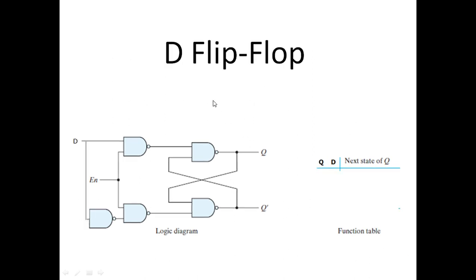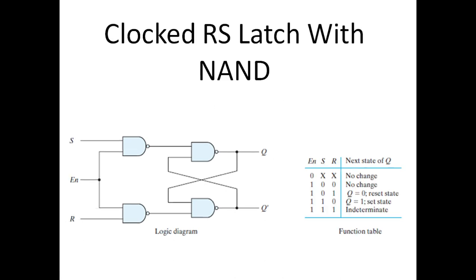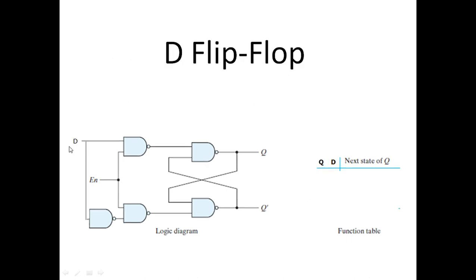D flip-flop. The clocked RS flip-flop and D flip-flop are quite similar. This input is inverted and given here. There is a single input, which was S in the clocked RS flip-flop with NAND gates, and now we call this input D. This D is provided directly to this NAND gate, but it is inverted to be given to the second NAND gate. So it's inverted here.